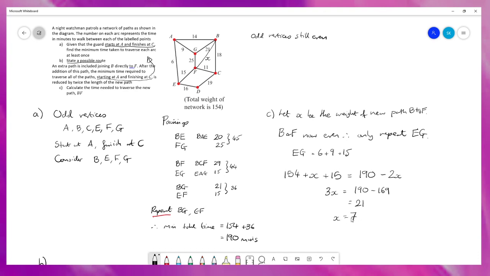Now don't forget, we have been told to calculate the time needed to traverse the new path BF. Yes, that's what X represents, but we called it X. So we need to make sure that we summarize in context. So therefore, the new path B to F takes 7 minutes to traverse.